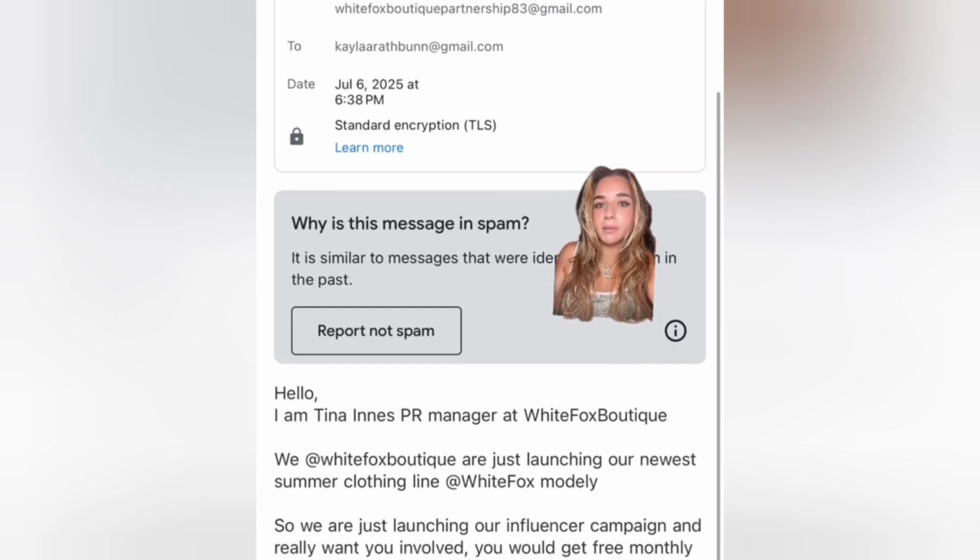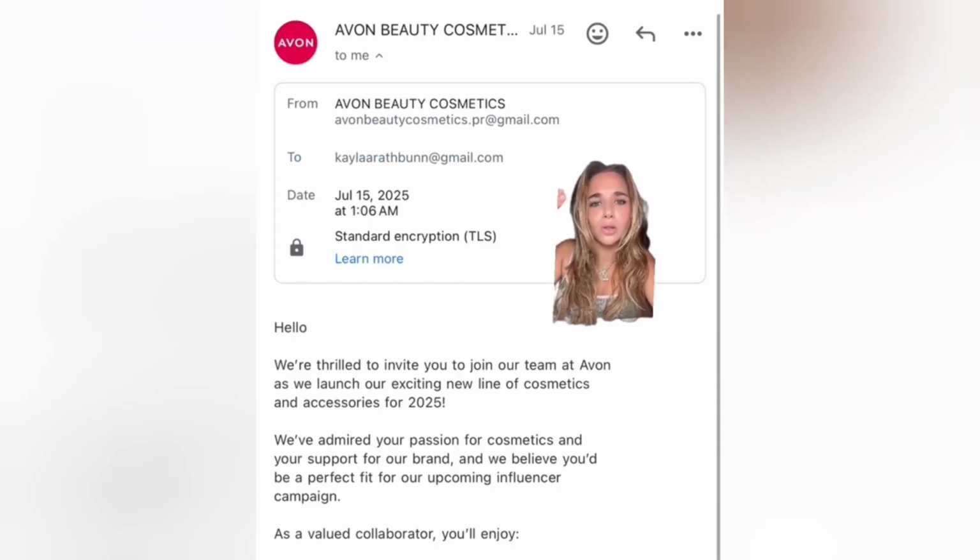Another one of someone pretending to be White Fox. Again, look at the email, it's @gmail.com. And there's the scam email. I've noticed a lot of the scam emails have like all caps in their brand name.